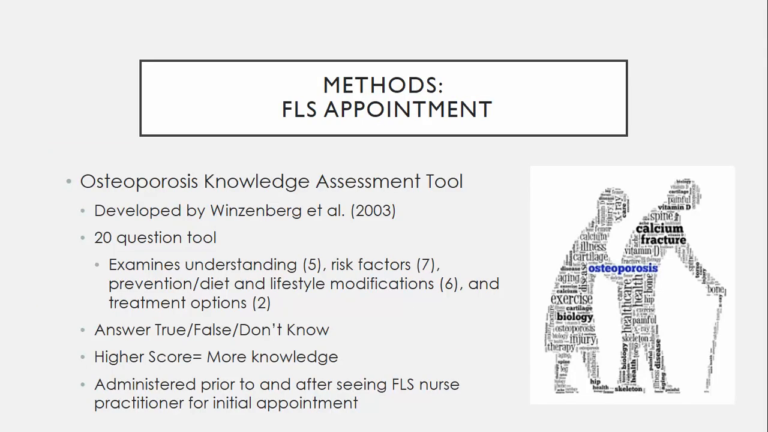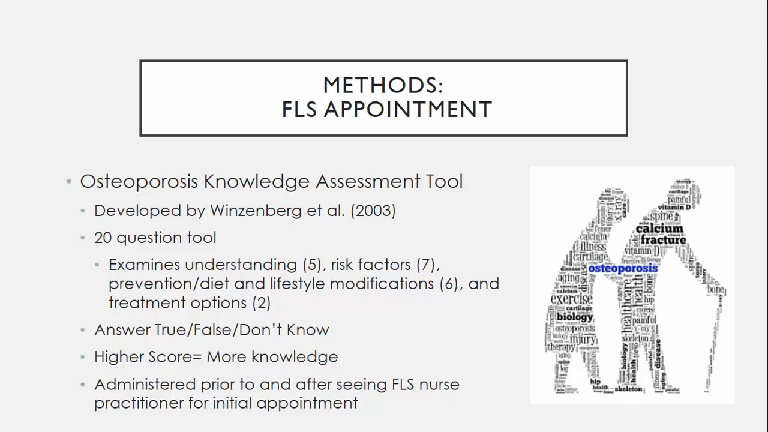In order to assess the efficacy of the fracture liaison service, we examined patient knowledge and fear of falling as our primary outcomes. So we used the osteoporosis knowledge assessment tool, and this is a 20-question tool that looks at patient understanding of osteoporosis, risk factors, lifestyle modification and prevention techniques associated with osteoporosis, and then treatment plan options as well. So patients are given these 20 questions and they answer true, false, or they don't know the answer. And a higher score correlates with increased knowledge.